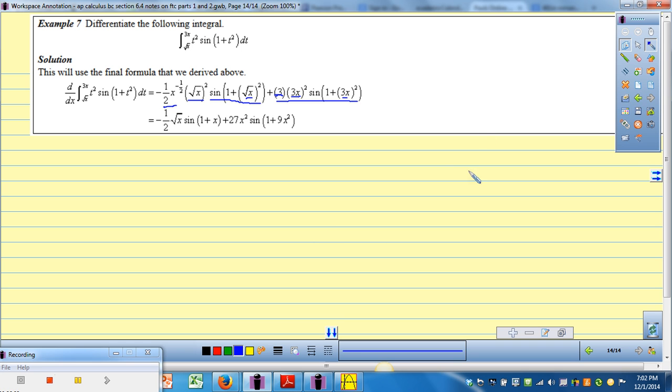Alright, that should do it. Homework tonight should not take very long, about 20 to 25 minutes. 3 through 33 odd on page 306.